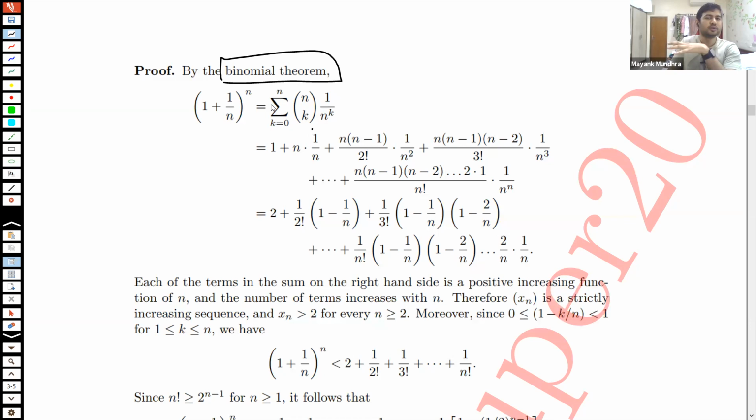After this, what you do is you expand this summation. When you expand this summation, you write all the nCk values. So these are the different nCk values. Okay, now let's focus on these terms. Let me just highlight the terms for you to focus on.